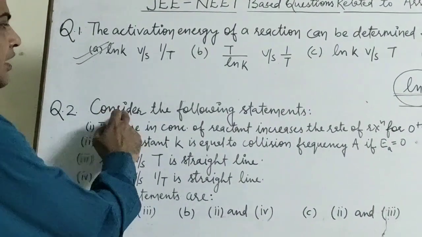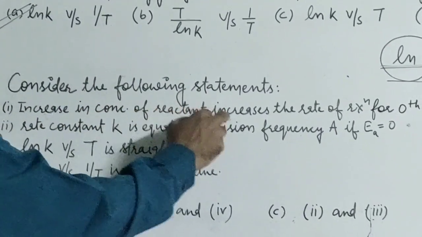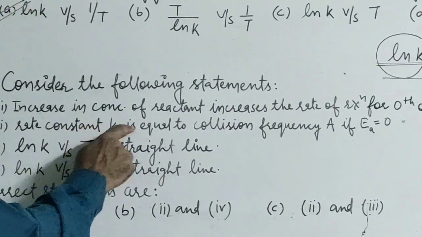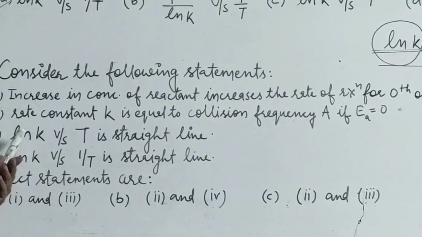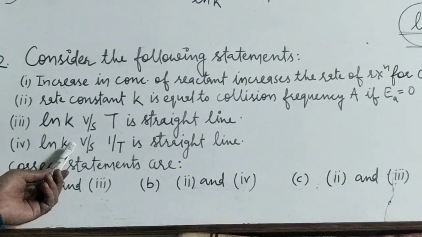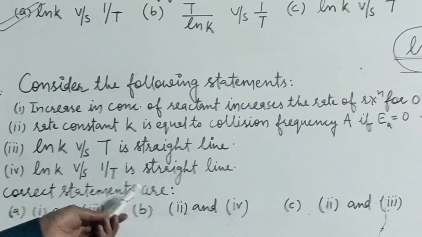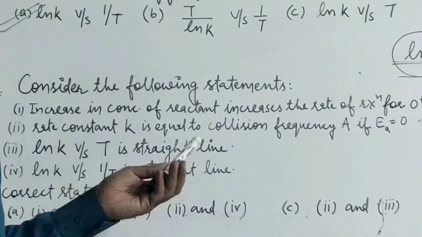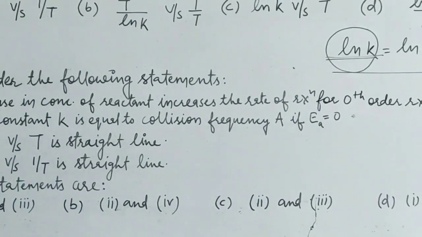Second question is, consider the following statements. First, increase in concentration of reactant increases the rate of reaction for a zeroth order reaction. Second, rate constant K is equal to collision frequency A if Ea is equal to 0. Third, log K versus T is a straight line. And fourth, log K versus 1 upon T is a straight line. You have to find out which of the given statements are correct. So take statements one by one.